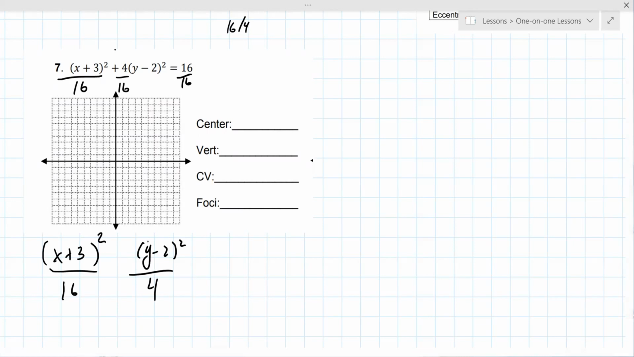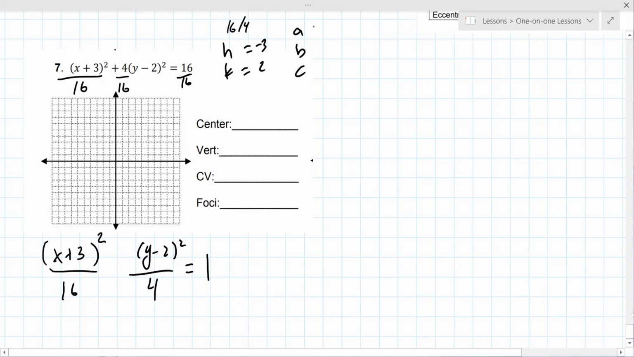Okay, so our center is -3, 2. So you have to find these five letters: H, K, -3, 2, A, B, C. A is 4, because A squared is under the bigger number. B is 2. And then C is found with A squared equals B squared plus C squared. 16 equals 4 plus C squared, so C equals 2 square root 3.